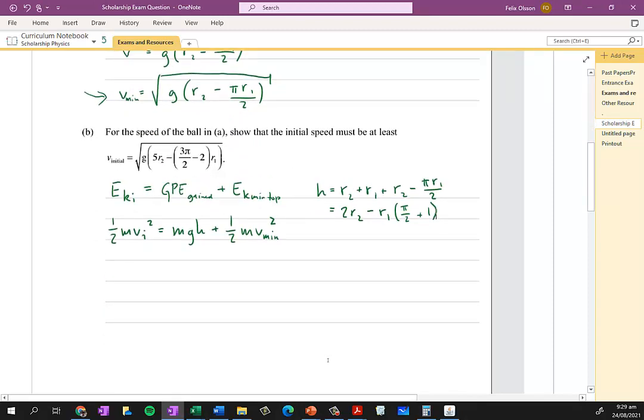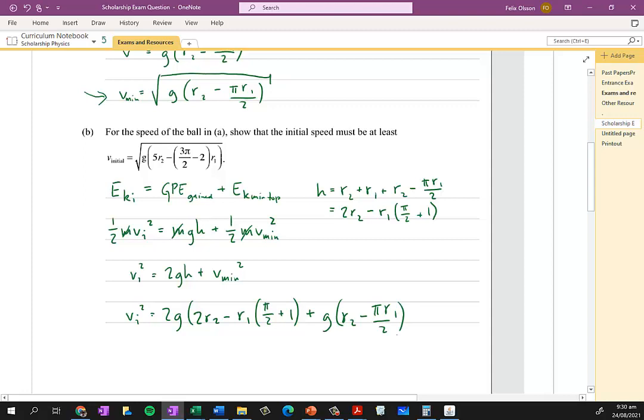So now we can plug in what we need here. First thing we can do again is get rid of all these m's just to make things a little bit simpler. And then we'll just multiply everything by 2. So we get vi squared is equal to 2gh plus v min squared. So vi squared is equal to 2g times 2r2 minus r1 times pi over 2 plus 1, plus v min squared, which is g times r2 minus pi r1 over 2.